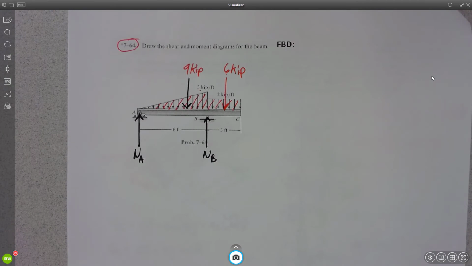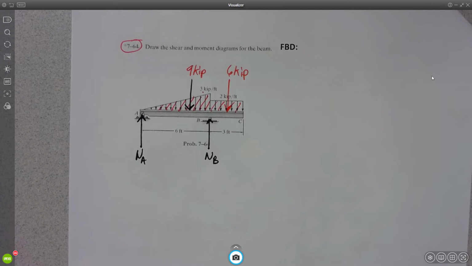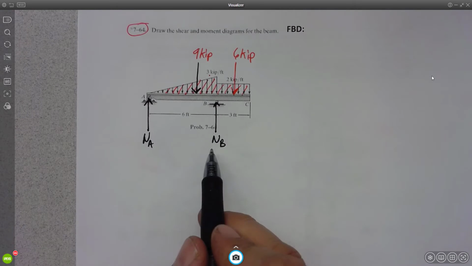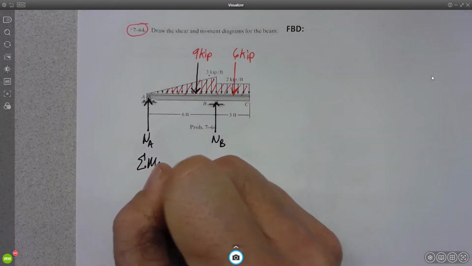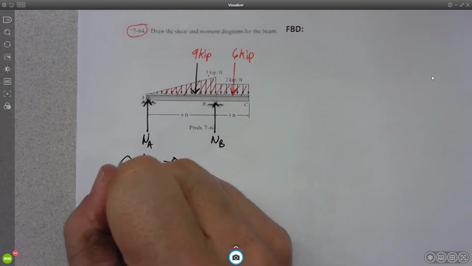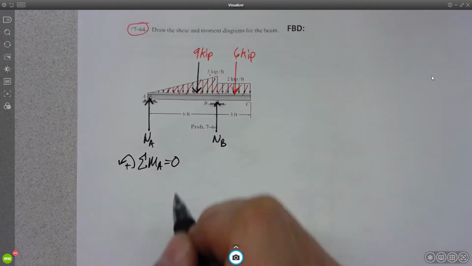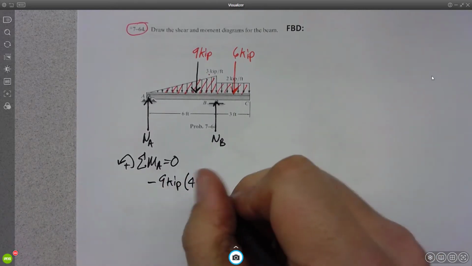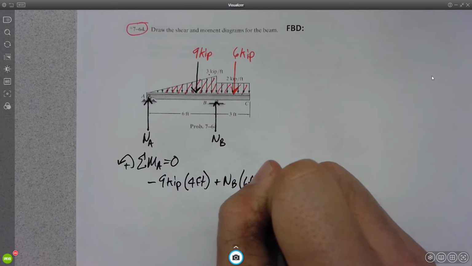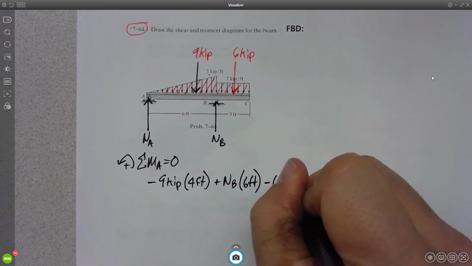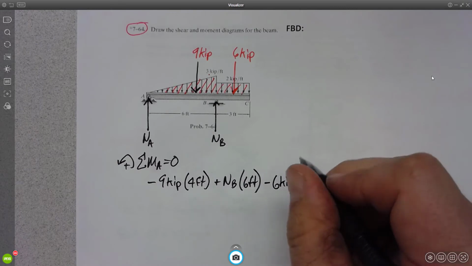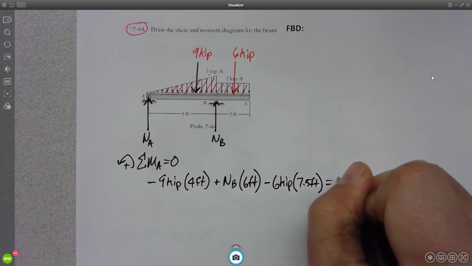What's going to be the fastest way to figure out what NB is? Do I need to write all my equations? Just the moment, right? So at this point in the term, you should look at this and say, okay, I need to find NB. So I'm going to sum the moments about A and set them equal to 0. So it looks like we'd have 9 kip, 4 feet, negative direction, plus NB times 6 feet, minus 6 kip, times 3, or 6 plus 3, or 1.5 would be 7.5 feet, equals 0.